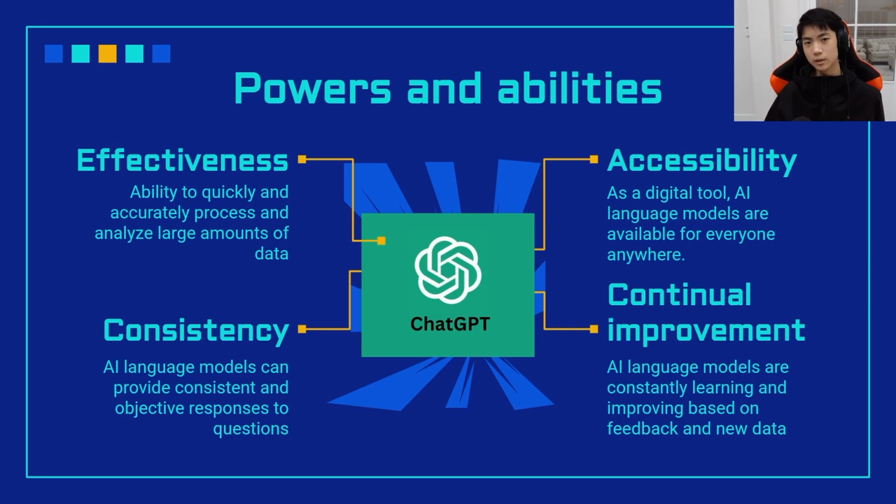Consistency is basically being able to provide answers that are consistent. They're pretty accurate, and it's also objective, which means it's not as biased as some sources online. It's accessible, which means everybody can access it all the time and everywhere they are, as long as they have an internet connection. And continual improvement. It improves itself while we're also improving. So it grows along with us, not letting us grow by ourselves.